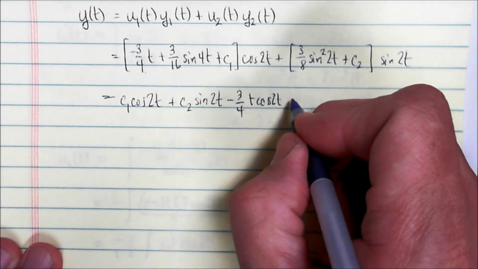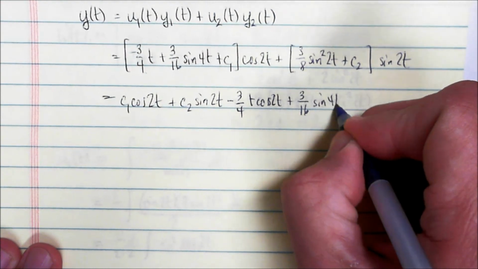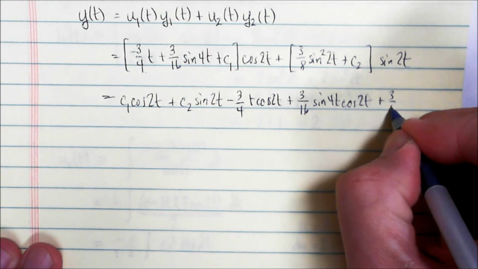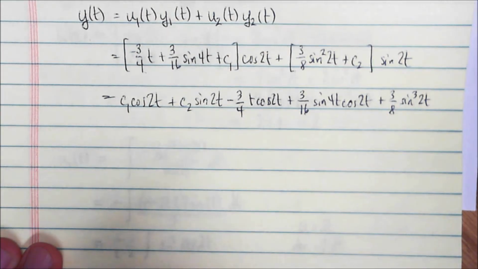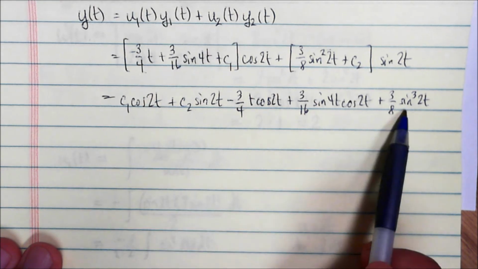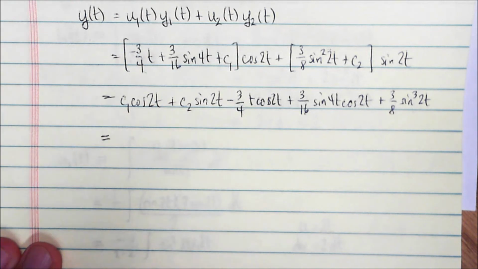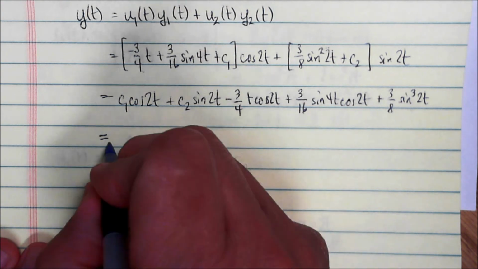And then what I didn't have before was this other stuff, 3/16 times the sine of 4t times the cosine of 2t. Then I have 3/8 times the sine cubed 2t, multiplying sine squared 2t times sine of 2t. So the first three terms I had before, but then I have these extra two things. Now, what I'm about to do, I wouldn't necessarily expect on a test, but I just want to demonstrate that what we have on screen now is indeed the same thing as what we had before.